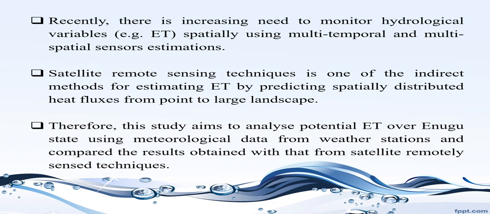Recently, there is an increasing need to monitor hydrological variables such as ET, especially using multi-temporal and multi-spatial sensor estimations. Satellite remote sensing is one of the indirect methods for estimating evapotranspiration by predicting spatially distributed heat fluxes from point to large landscape. Therefore, this study aims to analyze potential evapotranspiration over Enugu State using meteorological data from weather stations and compare the results obtained with those from satellite remotely sensed techniques.